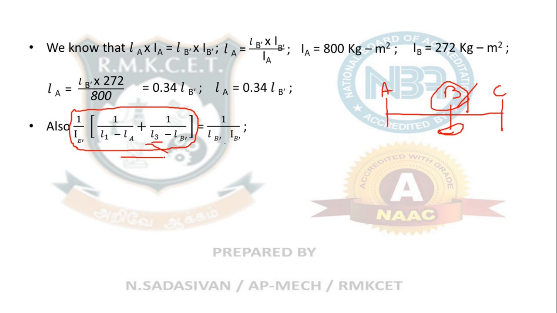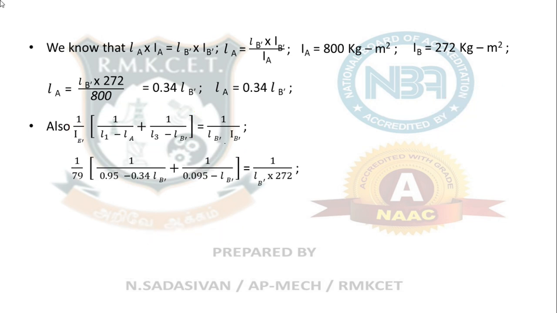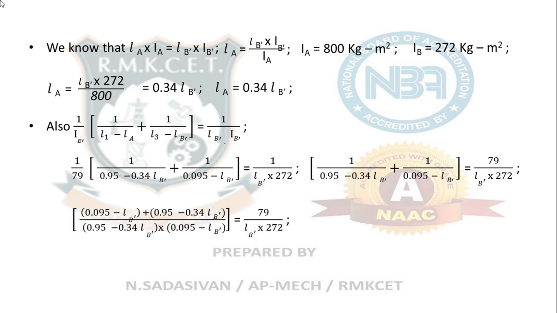The same method we have been using till now for a 3 rotor problem, the same method I am using. So in place of LA you put 0.34 LB. I know that LA equals 0.34 LB, so here instead of LA I am writing 0.34 LB dash. So I have eliminated LA out of this. Only LB dash is unknown, so I am going to find LB dash out of this. Clear? So rearrange this, take LCM, cross multiply.